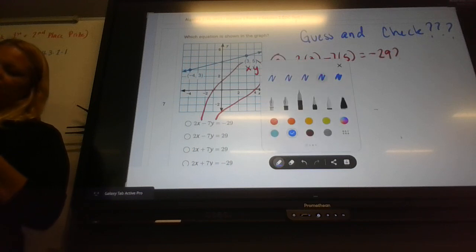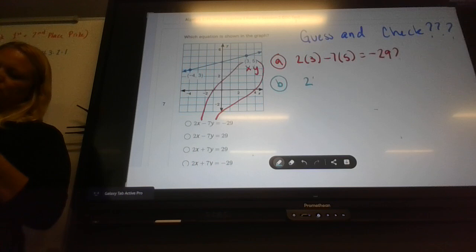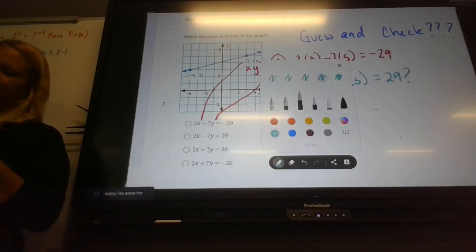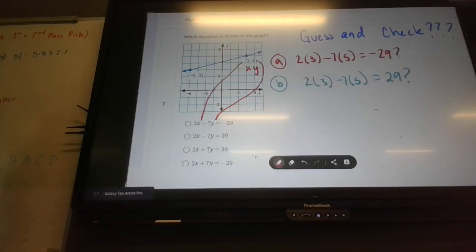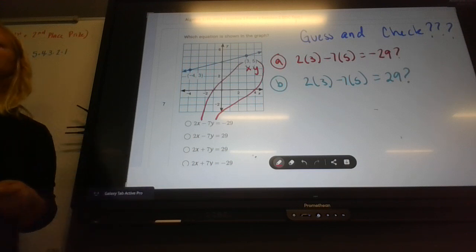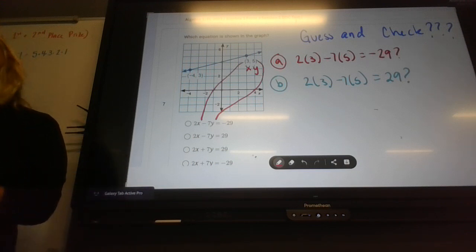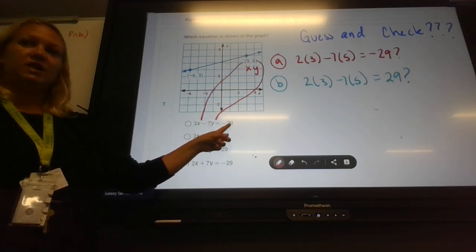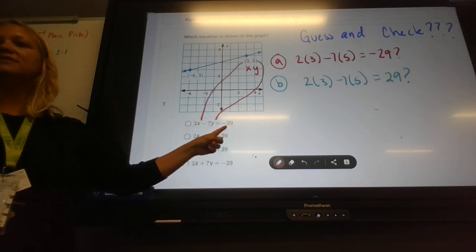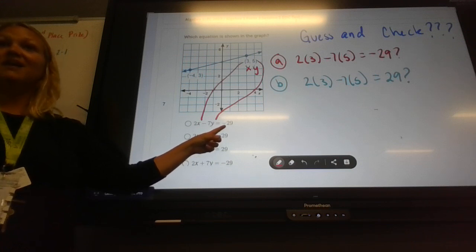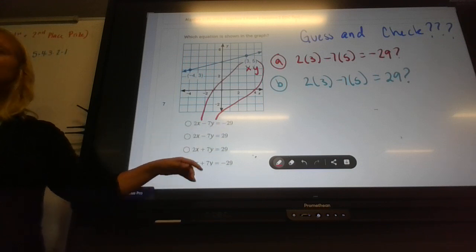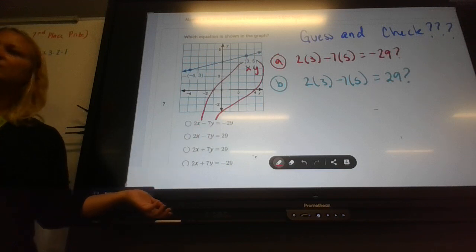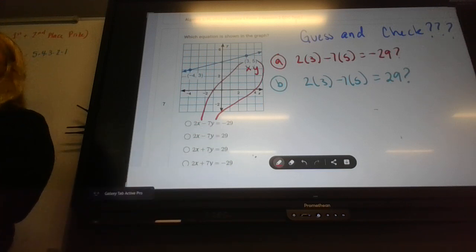Or we would try the same thing in letter B. Is 2 times 3 minus 7 times 5 equal to positive 29? Nevaeh, did you get this one? No, I got that wrong. What do you think about my guess and check cheat code? I actually think this is how they want you to do it. So if you put this point in the x and the y, it has to come out true if it's really the equation. Yeah, you guys. So if they give you equations and one point, just plug it in and see which one works. It has to be the left equals the right.